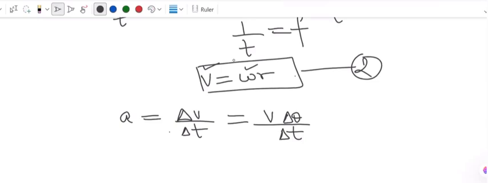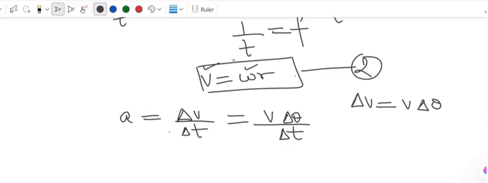Can we do this? Delta V, delta theta by delta T. What is delta theta by delta T? Delta theta over delta T. Can we write it or not? Because see, why I am writing this, I am aware that my delta V is equal to V delta theta. Are you aware of this? Correct. Now is it correct?